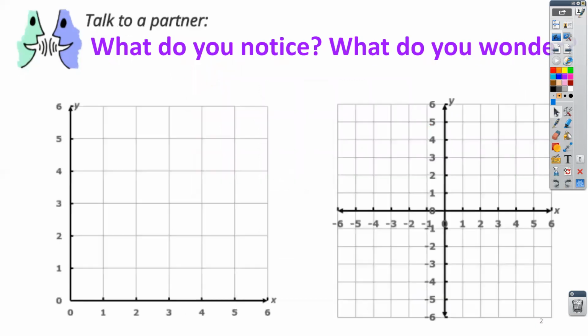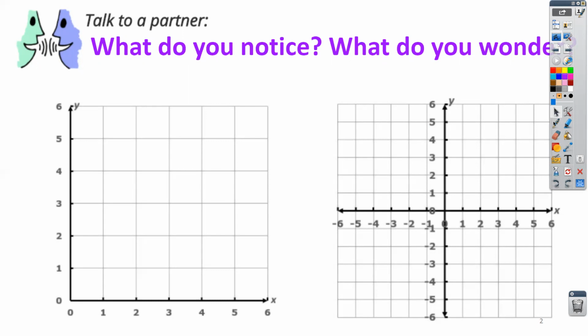Now this year, you're gonna see the graph that's on the right. So I want you to take about 10 or 15 seconds, talk to your elbow partner, and talk about things that you notice about the graph on the right compared to the one on the left from last year, and what are some things that you wonder. So take about 10 seconds. Five, 4, 3, 2, 1.